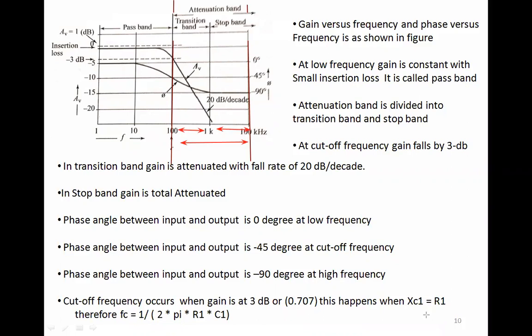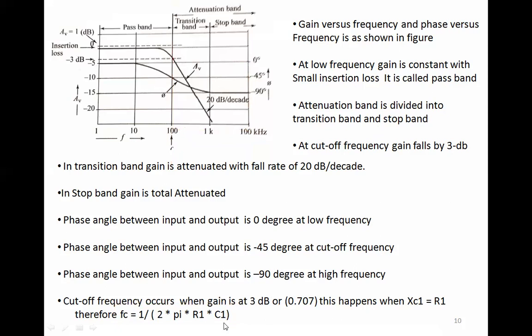So this happens when XC1 is equal to R1. So my FC is going to be 1 by 2 pi R1 C1. So this is also an important formula here, right? Where I'll be using this value to calculate the cutoff frequency.